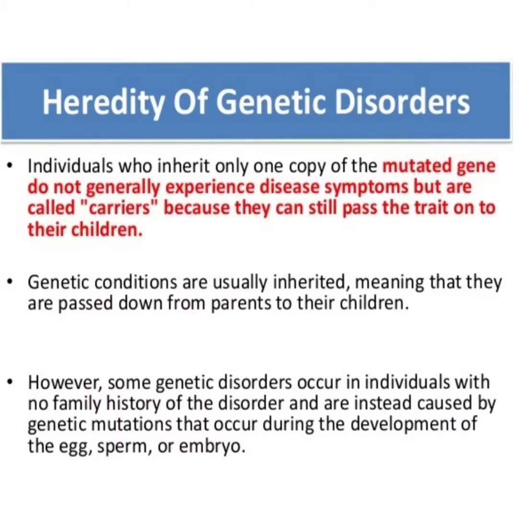Now something about the heredity of genetic disorders. Individuals who inherit only one copy of the mutated gene do not generally experience disease symptoms but are called carriers, because they can still pass the trait on to their children. Genetic conditions are usually inherited, meaning that they are passed down from the parents to the children. However, some genetic disorders occur in individuals with no family history at all and are instead caused by genetic mutations that occur during the development of the egg, the sperm or the embryo.